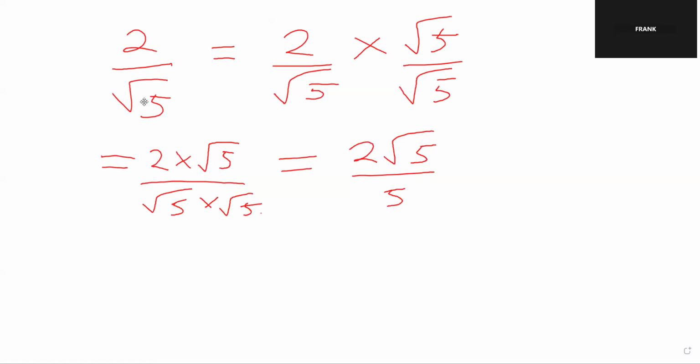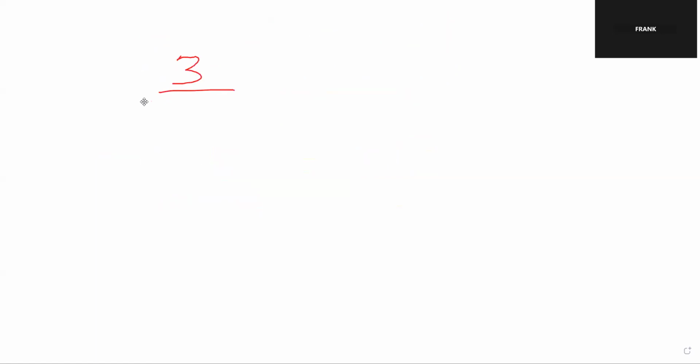And now there is no set at the denominator. Another example, let's say I have 3 over 2 root 7.